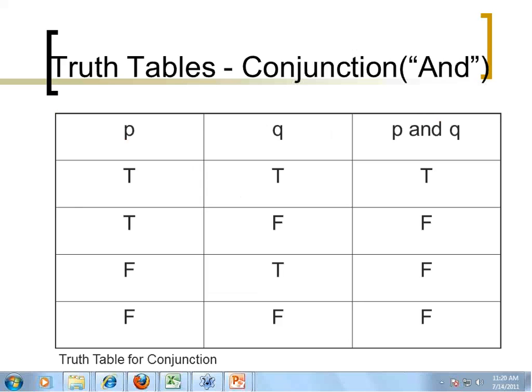All right. P is true and Q is false. Therefore, the result is going to be false. P is false and Q is true. Therefore, the result is going to be false. And the last one, which is self-explanatory, P is false and Q is false. Therefore, the result for P and Q is going to be false. All right, so do we agree with this truth table?